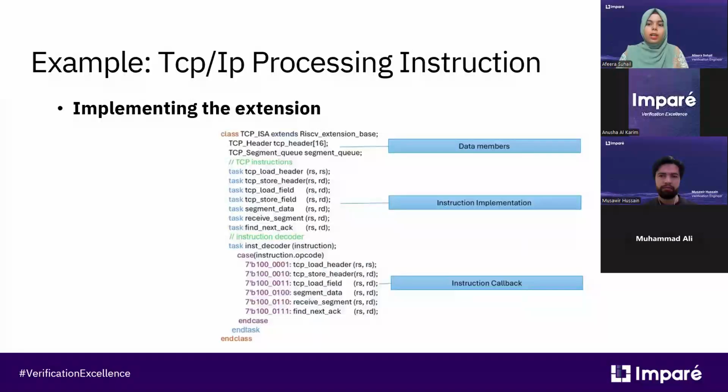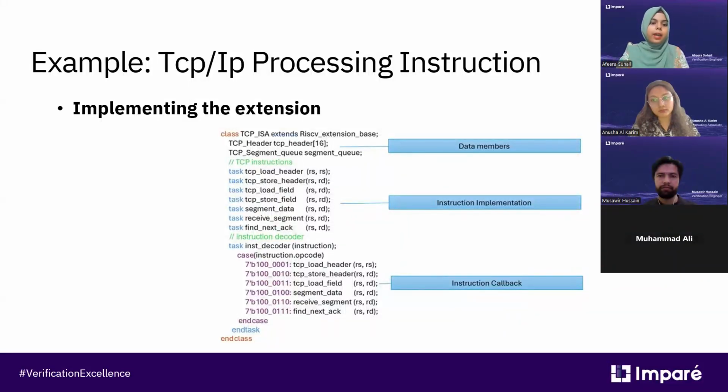Now let's move on to how these are integrated into our model. Let's look at how to implement the TCP/IP extension in the RISC-V CPU model. We have defined a class, TCP ISA, as you can see. This extends from the base RISC-V extension class.